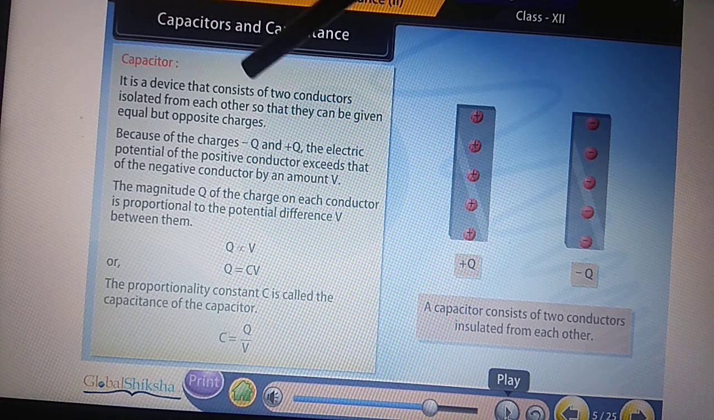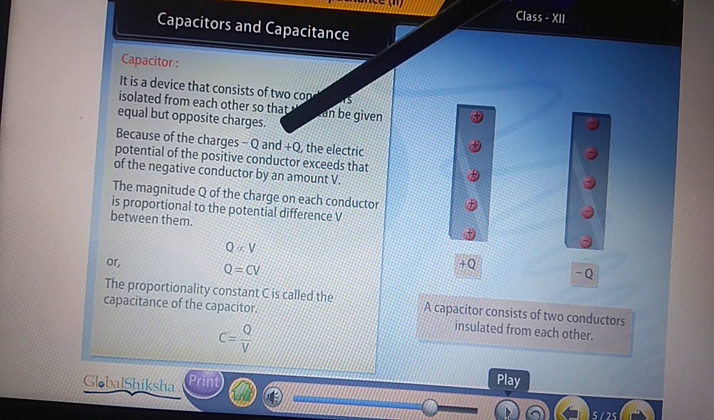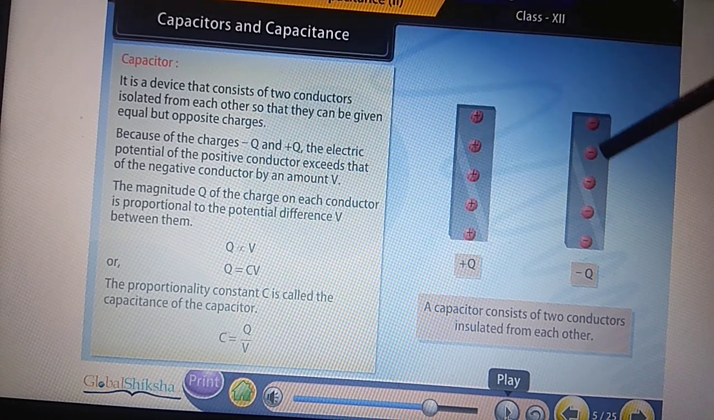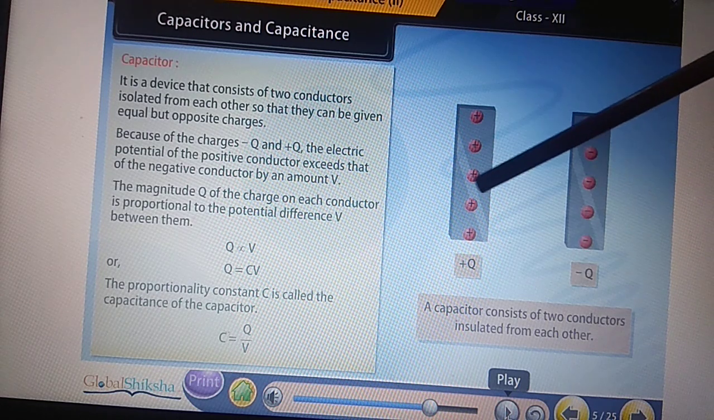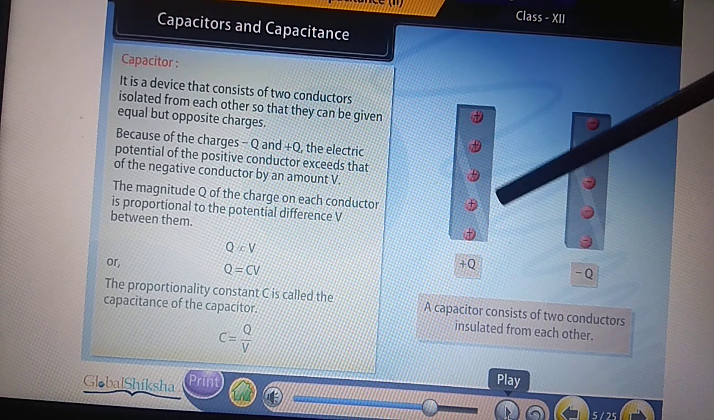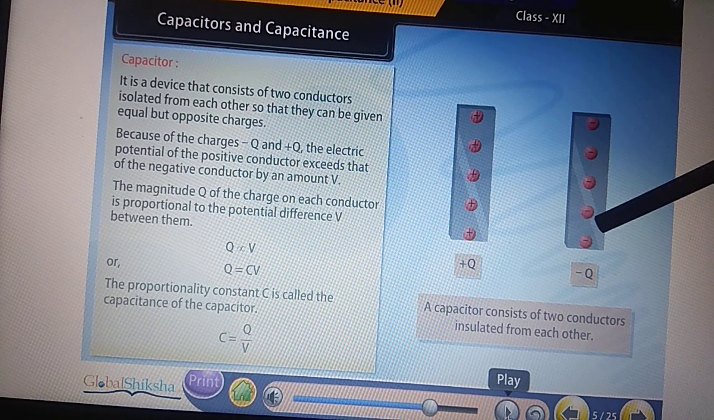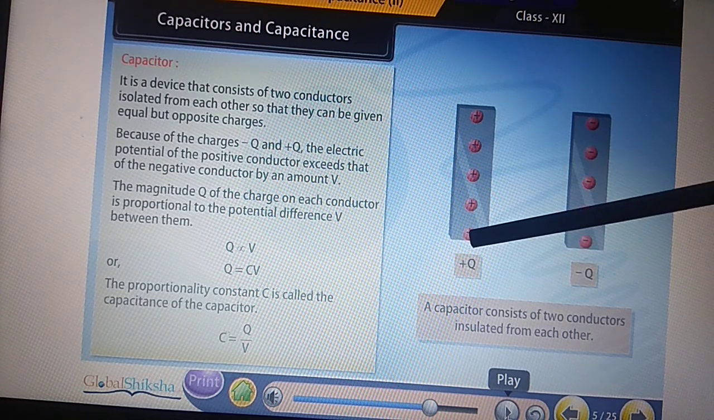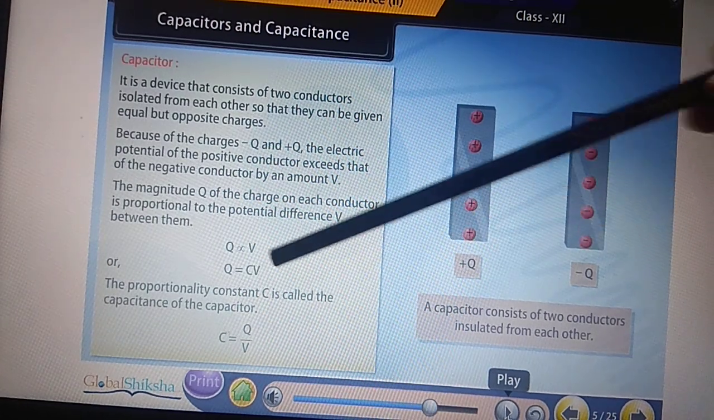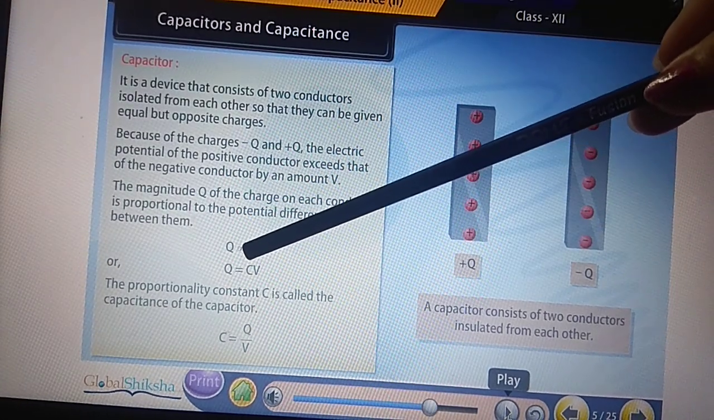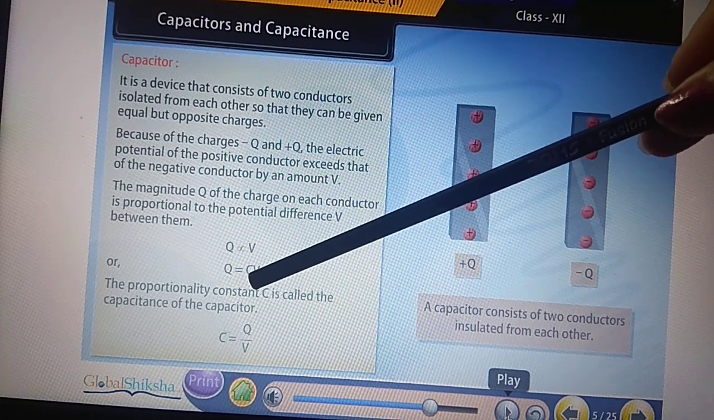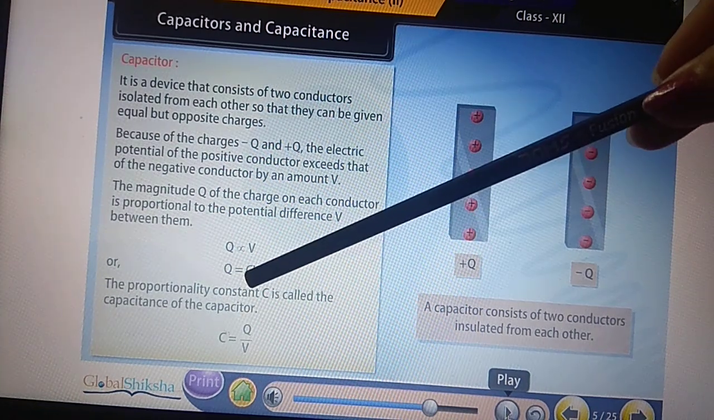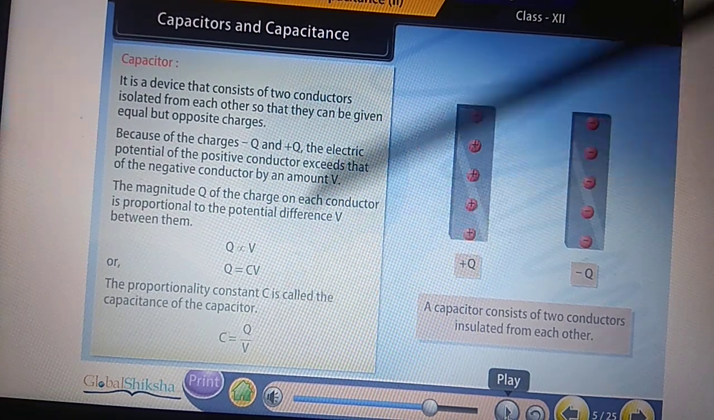Now, a capacitor is a device consisting of two conductors isolated from each other so that they can be given equal and opposite charges. These are the two conductors separated by a distance of d, and they have a charge plus Q and minus Q. Now, according to the definition, Q is directly proportional to V. After removing the proportionality sign, C will come, where C is called the capacitance of this capacitor, where C is equal to Q upon V.